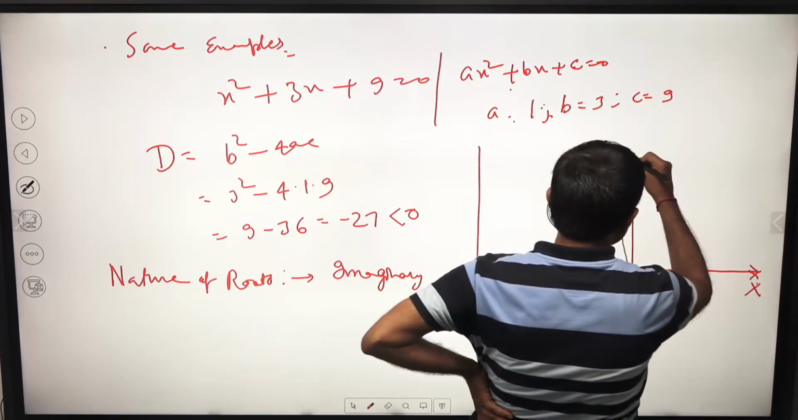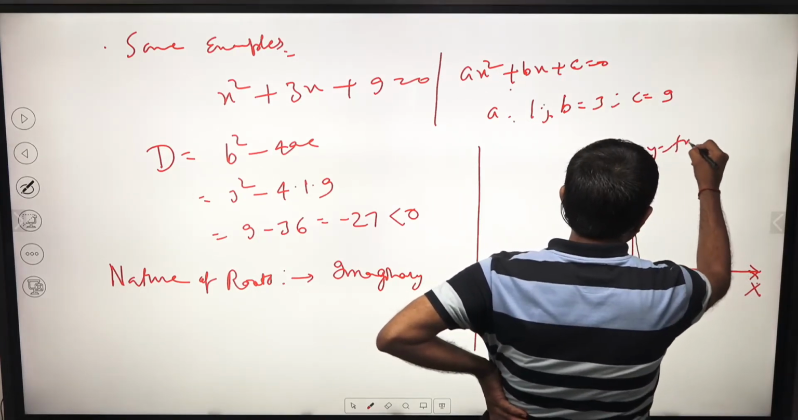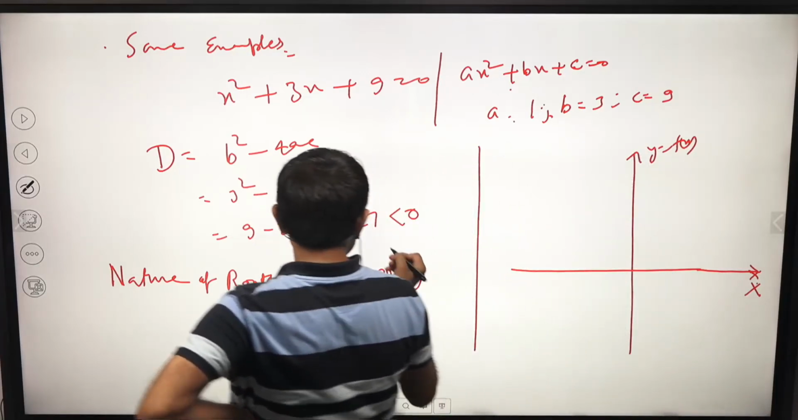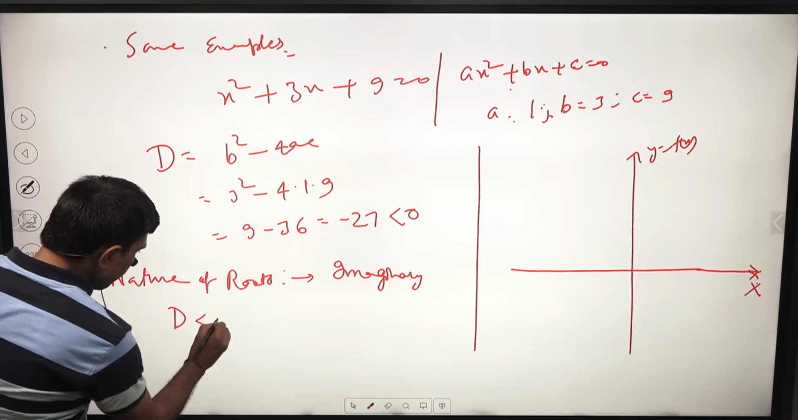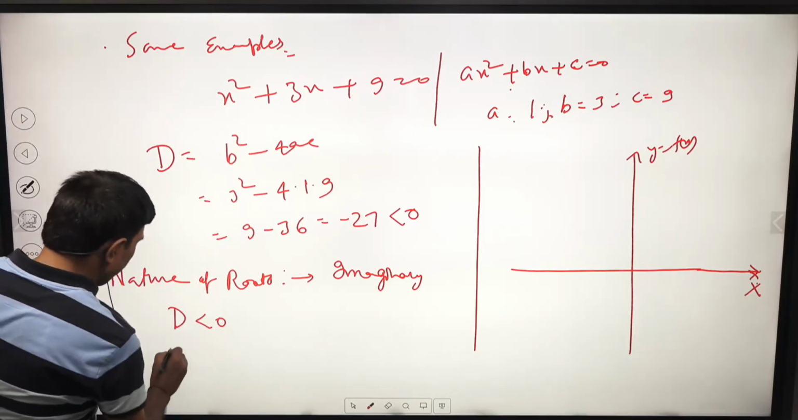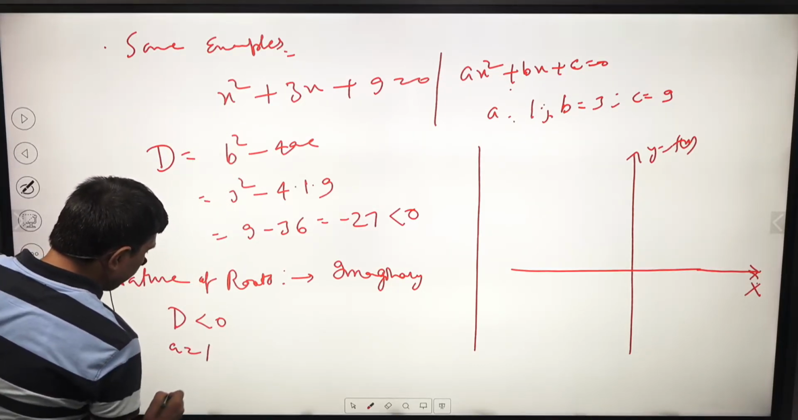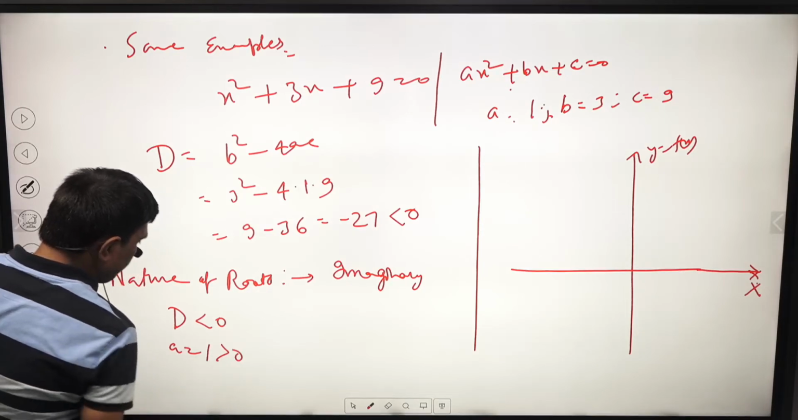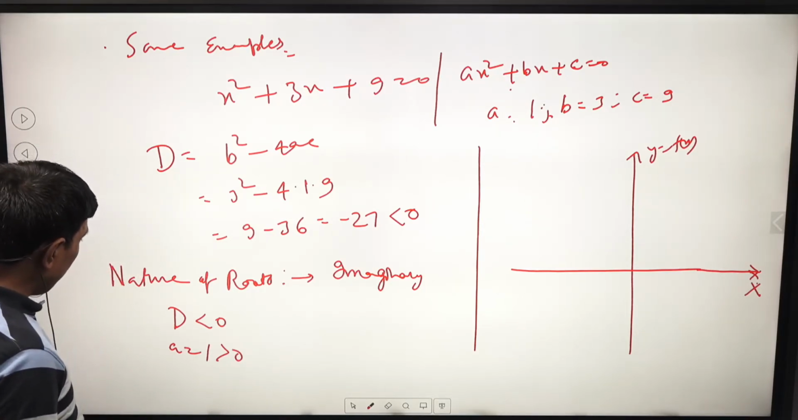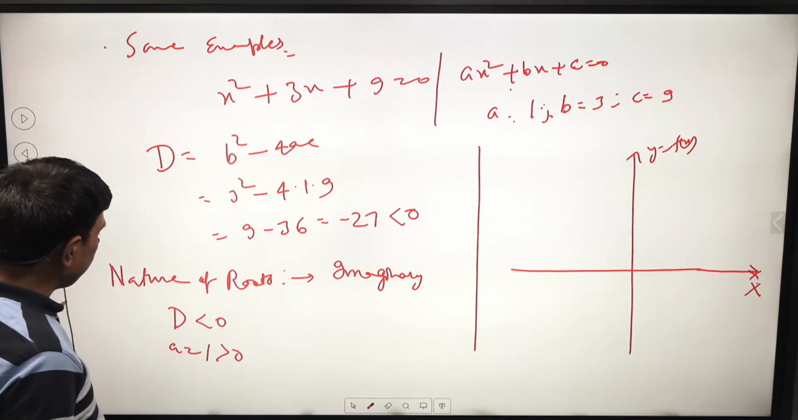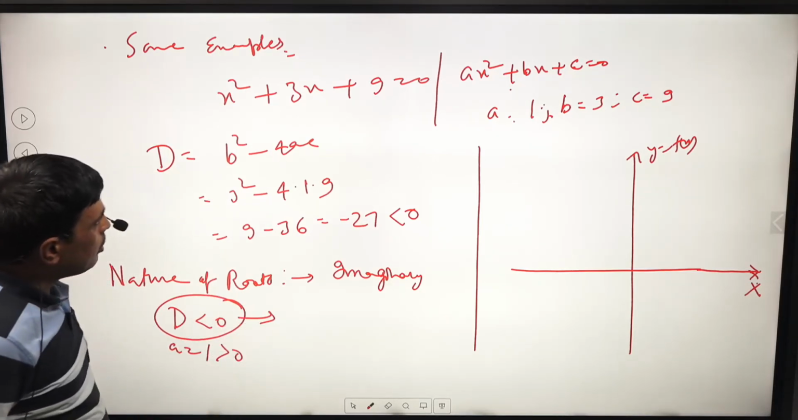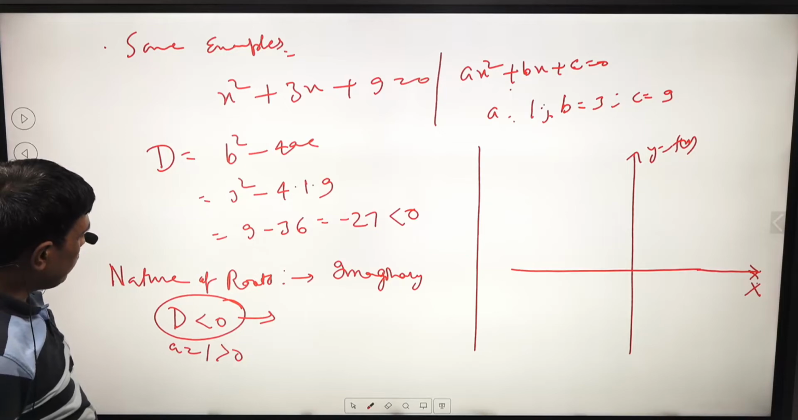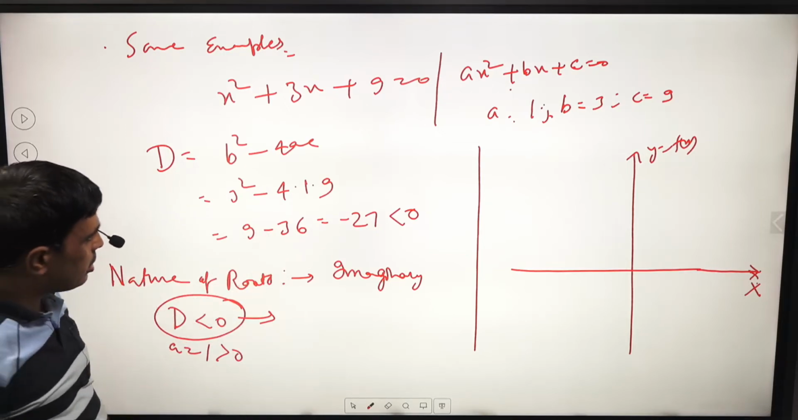This is x axis, this is y is equal to f of x. So here d is less than 0. Here d is less than 0, और here coefficient of a x square क्या है? 1. So this is greater than 0. So a greater than 0 and d less than 0. That means the curve of this quadratic equation never intersects the x axis.